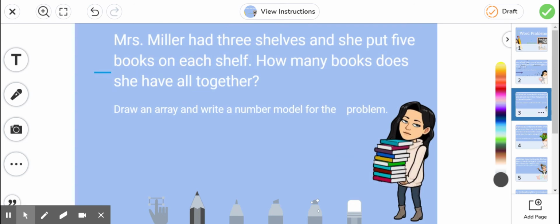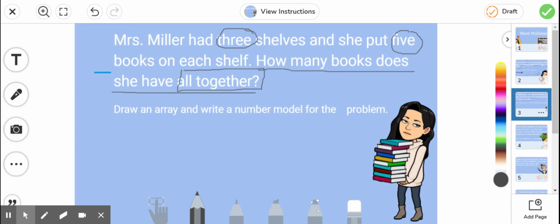Your first step is to tap play and listen to the problem. Mrs. Miller had 3 shelves, and she put 5 books on each shelf. How many books does she have all together? So once again, you're going to circle your important numbers, 3 and 5. Your question, you're going to underline, how many books does she have all together? And then all together, those keywords tell you to add.